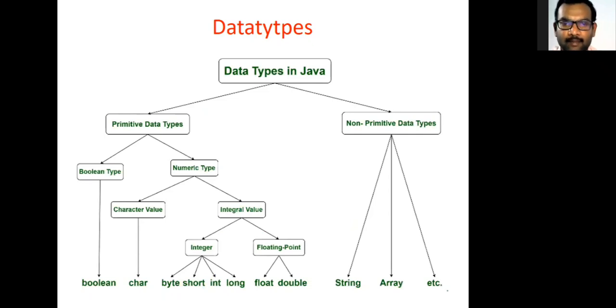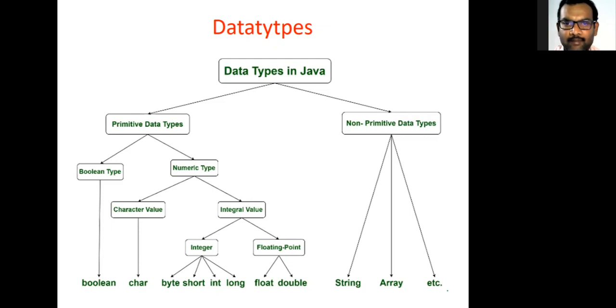Coming to the data types. The purpose of the data type: where do we use the data type? Whenever we declare any variable in any programming language, the general declaration is the data type followed by the name of the variable. The data type specifies two things: what type of data is stored in the variable, and what range of values can be stored in that variable. Those are the two things specified by the data type.